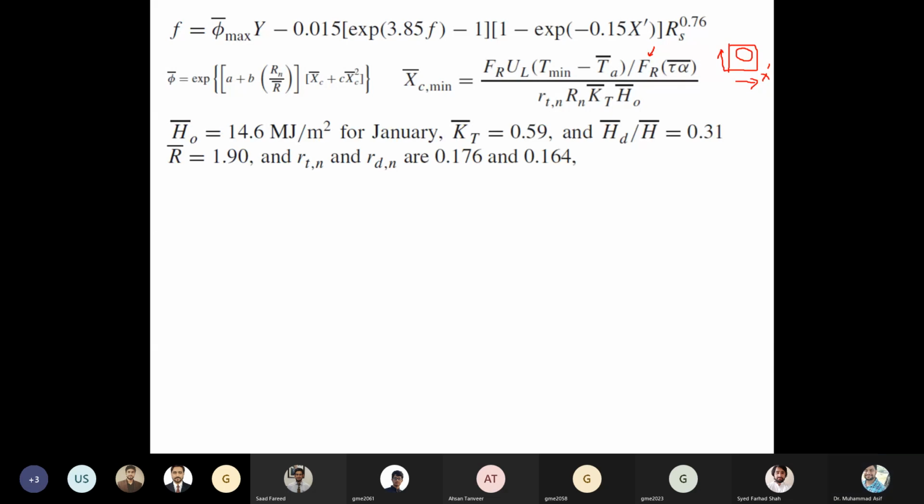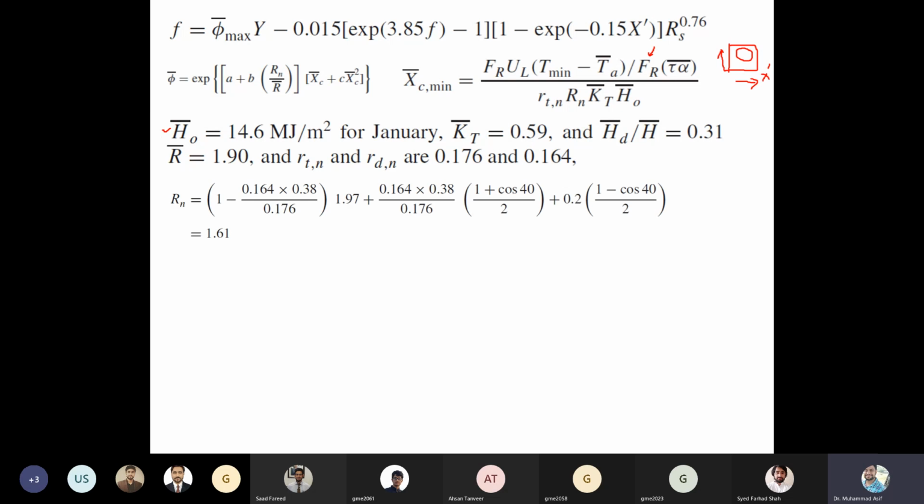KT also we discussed in the previous class, how we calculate the KT, and then based on this, let's say we are given for the month of January the value of HO. Similarly, we can calculate from that the value of KT, right? And then we can calculate the ratio of HD and H, and then we can calculate R. These values we can calculate from the relation that I showed you in the previous slide.